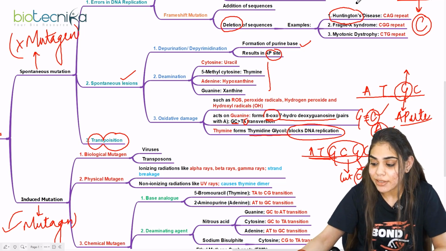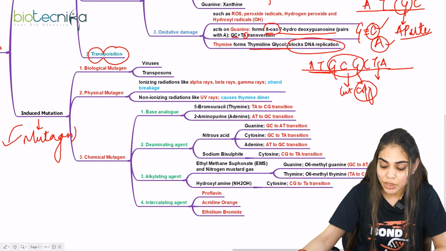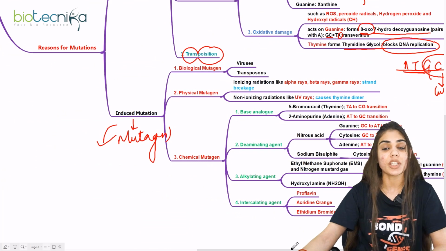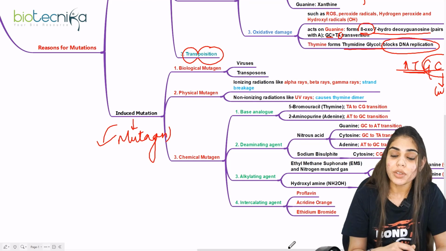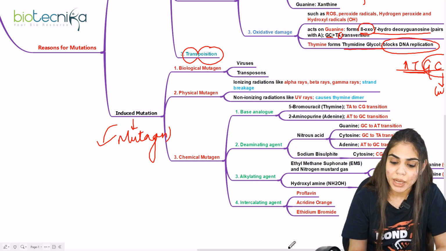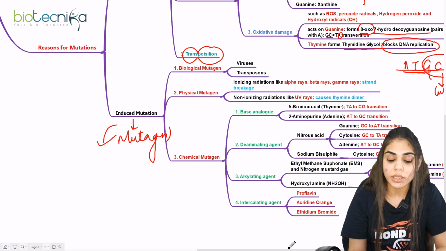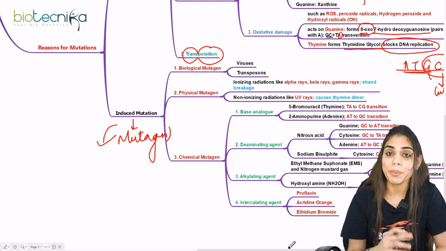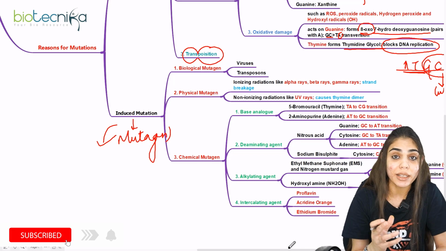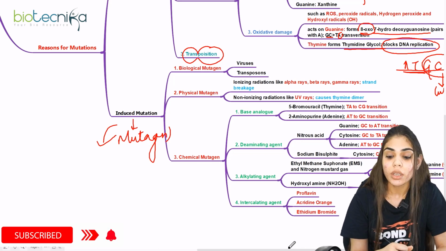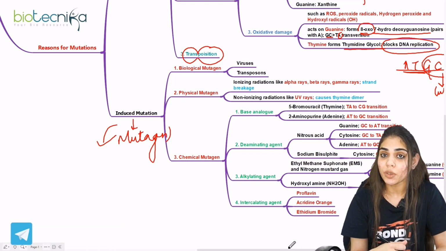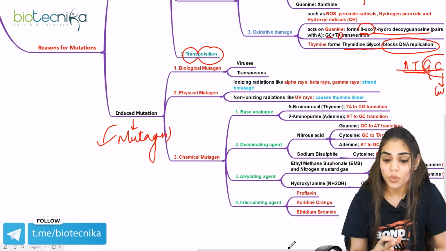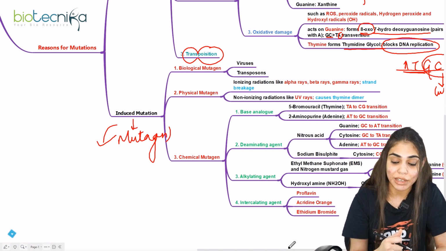Now let's come to the next type of mutation, or you can say reasons for mutation, that is induced mutation. As I've already mentioned, induced mutation stands for a mutagen inducing the mutation. These mutagens can be of 3 types: biological mutagen, physical mutagen, and chemical mutagen. What do you understand by biological mutagen? Biological means something living that is changing the organism's genome. That can be either viruses or transposons. So the examples of biological mutagens can be any viruses, or transposons, as we have seen for spontaneous lesions.